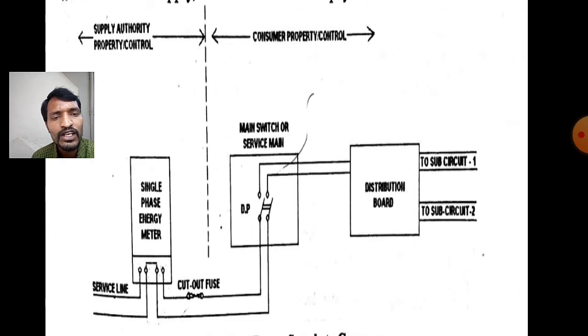The property after the cutout fuse is under the control of the consumer, and the property up to the cutout fuse is under the control of the supplying authority.